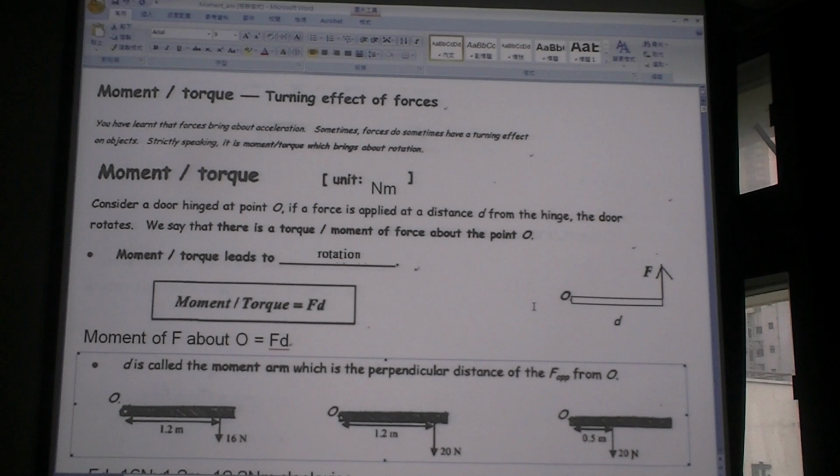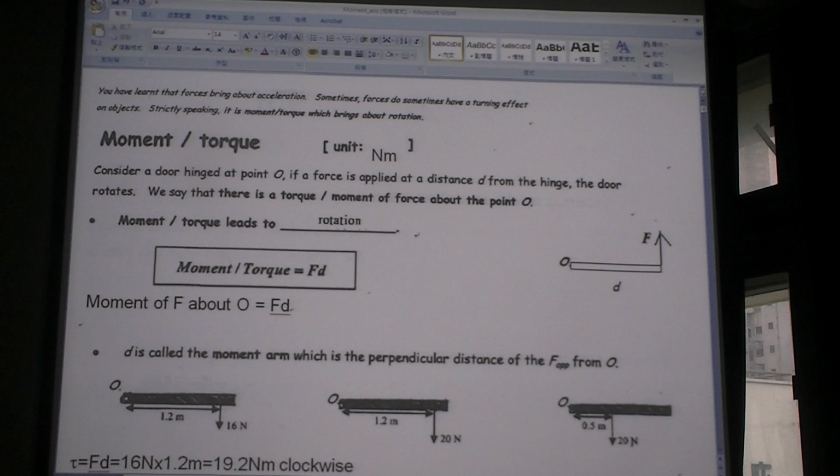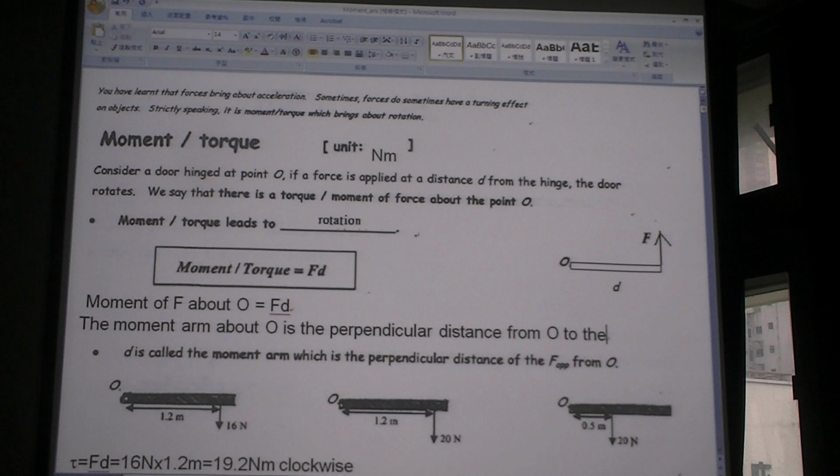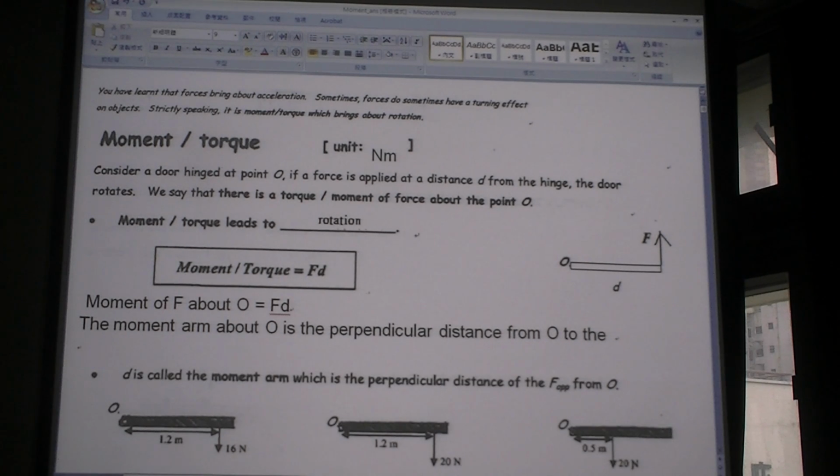Now back to the notes. So if we want to define moment arm, we can say that the moment arm about O is the perpendicular distance from O to the line of action of the force.